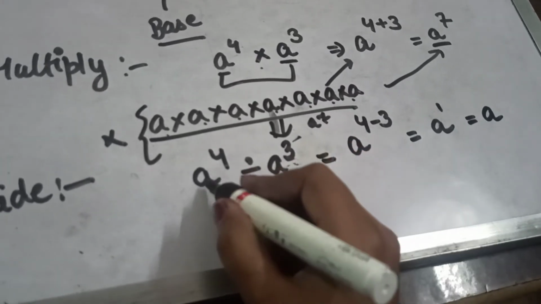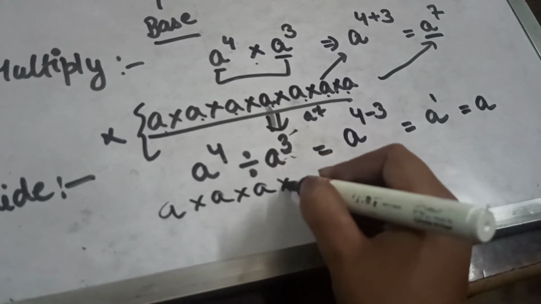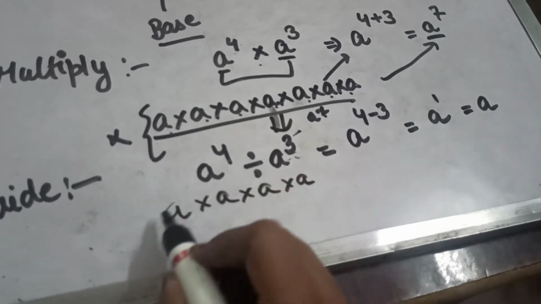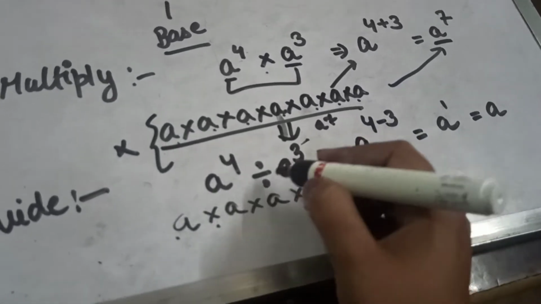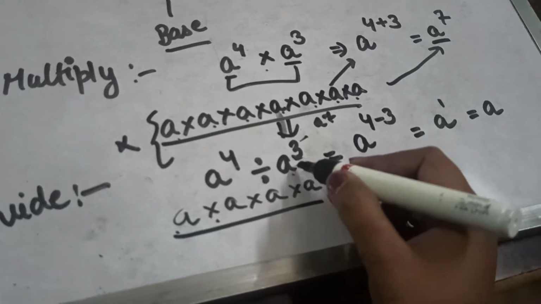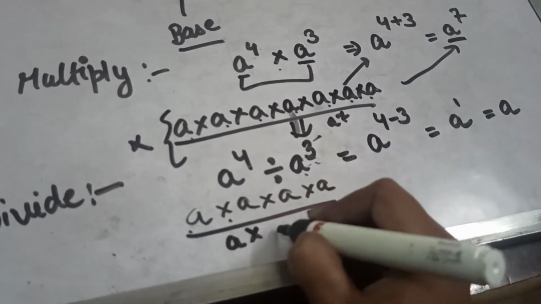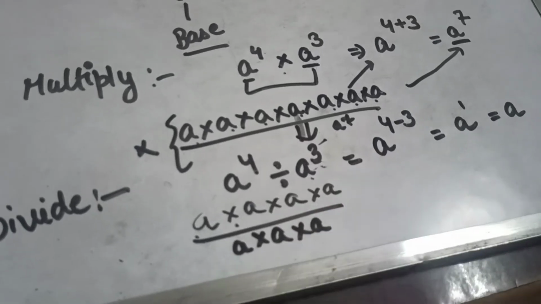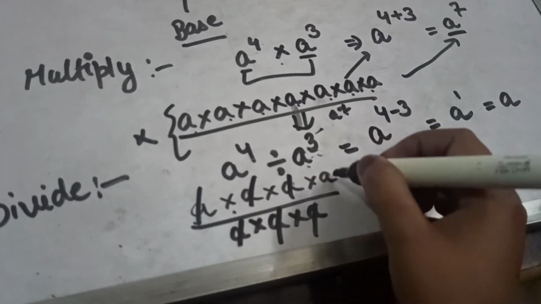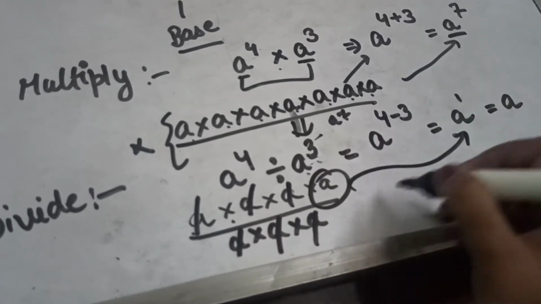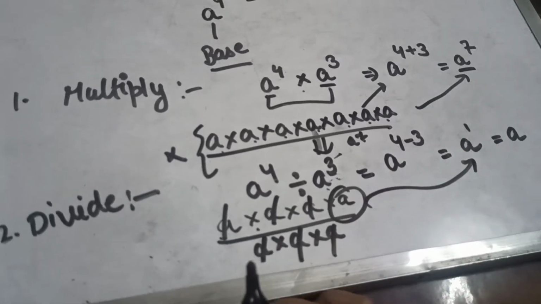How does it come? A to the power 4 means a multiply a multiply a multiply a. Divide, it means a to the power 3 will come here: a multiply a multiply a. Right? Cut it. Which one is left? Only a, which is the same as a to the power 1.